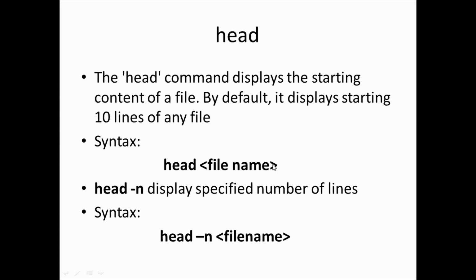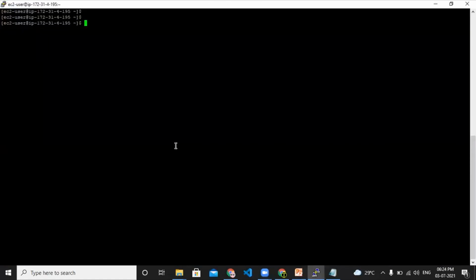But I don't want the first 10 lines. If you need a specific amount, like the first 5 lines, or the first 15 lines, or the first 100 lines of the content inside a file, we use head -n and the file name. We'll see that as well.